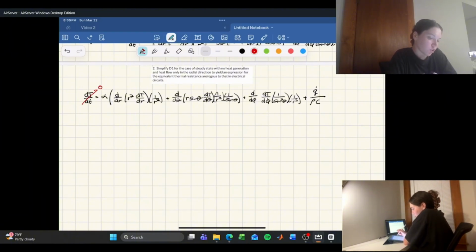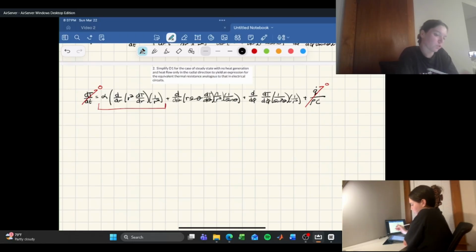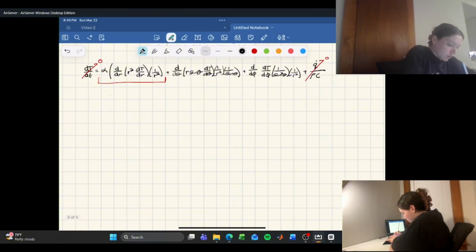And no heat generation. So this is the heat generation term. That's 0. And we're only going to look in the radial direction, so we only want to focus on this part here. So let's rewrite this again. This is going to look like 0 is equal to the thermal diffusivity times d over dr times r squared, change in temperature over change in position, times 1 over r squared.